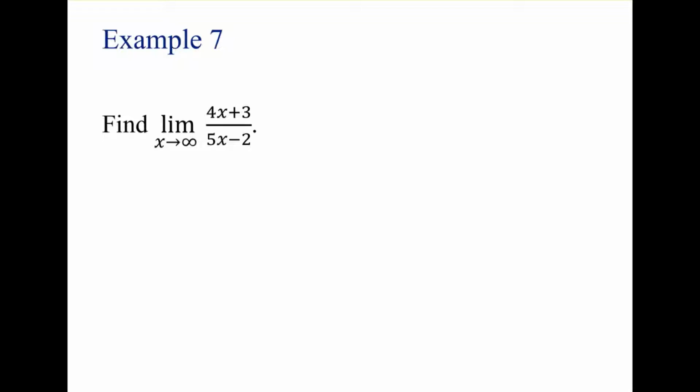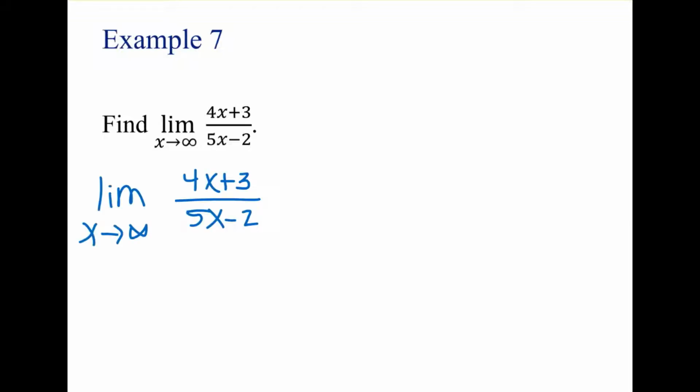You find the highest power by looking at the x with the highest exponent, and it can either be in the numerator or in the denominator. The highest power of x that we have is x, so we will divide every single term by x. Now this technique is only valid for limits as x approaches infinity or negative infinity. So now let's divide each term by x.